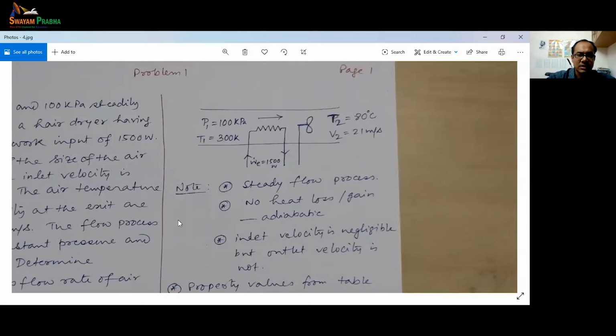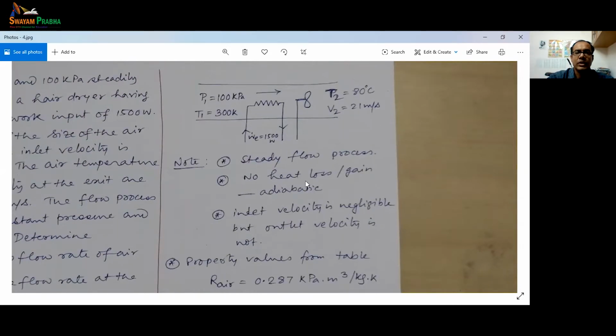So first thing first, what we have to note here. Whenever you are given a problem, you have to think of what the given things from the statement are. So first thing here is a steady flow process. The steady flow energy equation, or the first law applicable to a steady flow process, is what we need to apply here. And then no heat loss or gain, because it's given to be adiabatic.